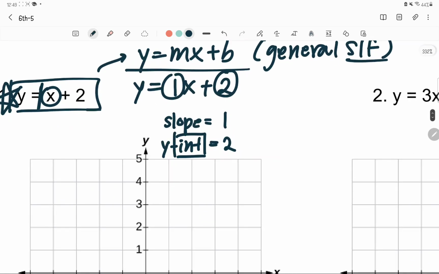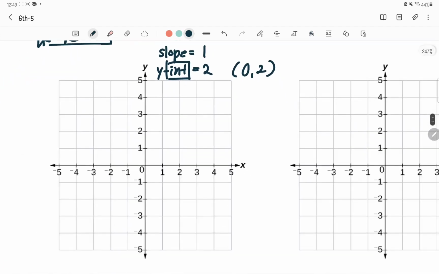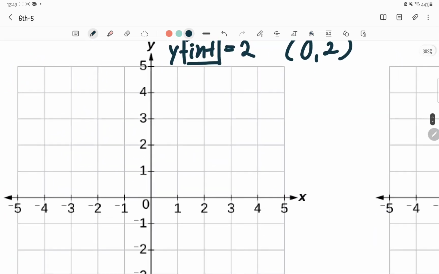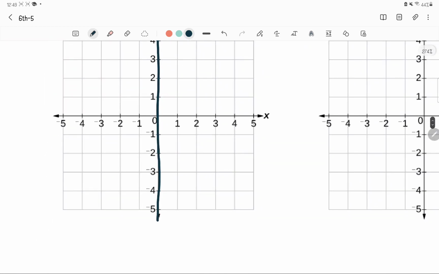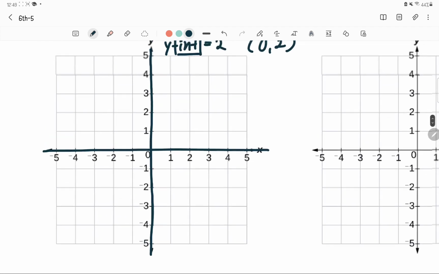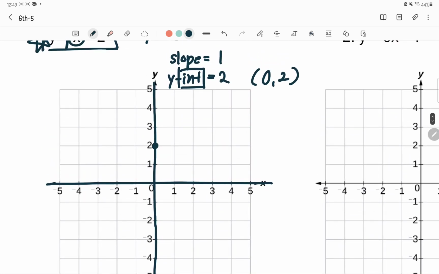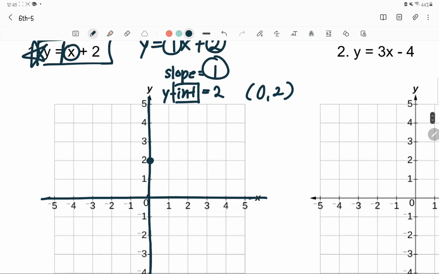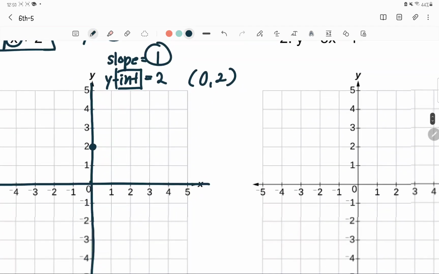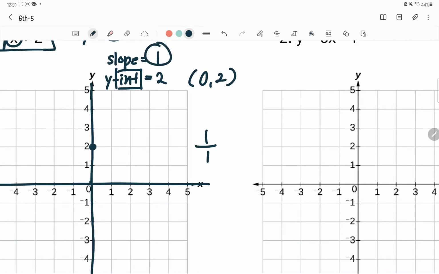But whenever there is an intercept, you have to write it as an ordered pair, which is (0, 2). The y-intercept is where the line intersects the y-axis. This line is the y-axis, and this line is the x-axis. So plot (0, 2), and the slope is 1, which you can also write as 1 over 1, right? Because 1 over 1 is also 1.